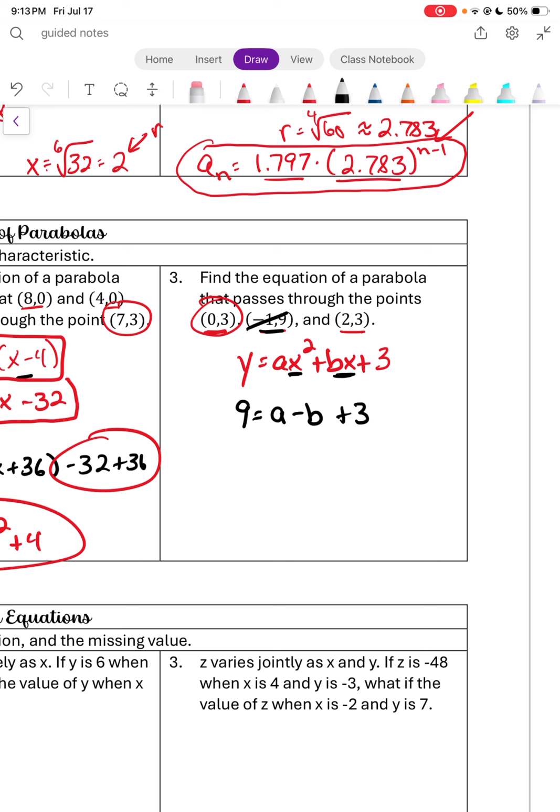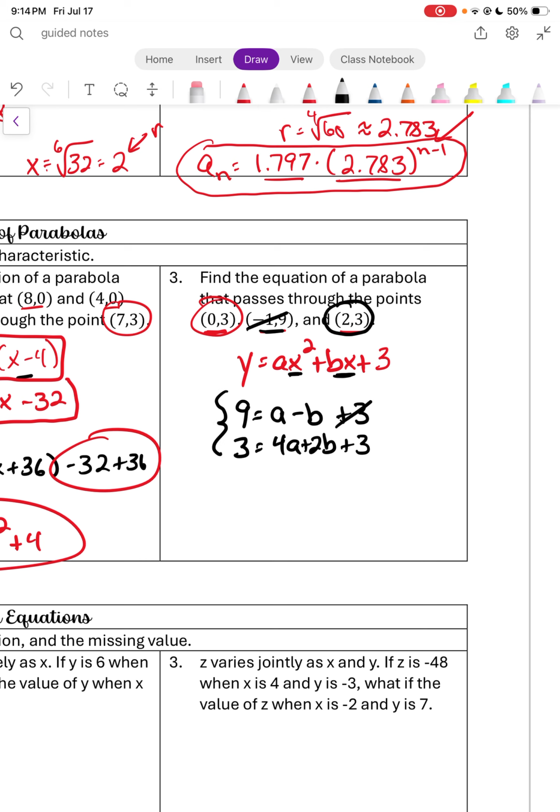We also have to make sure it fits through this point. So when I plug in 2 for x, I'm going to get 3 for y. So that's going to be 3 equals 4a. Plug in 2 for x, that's going to be 2b, positive 2b, plus 3. We now have a system. We're going to solve the system. It's a very easy linear system.